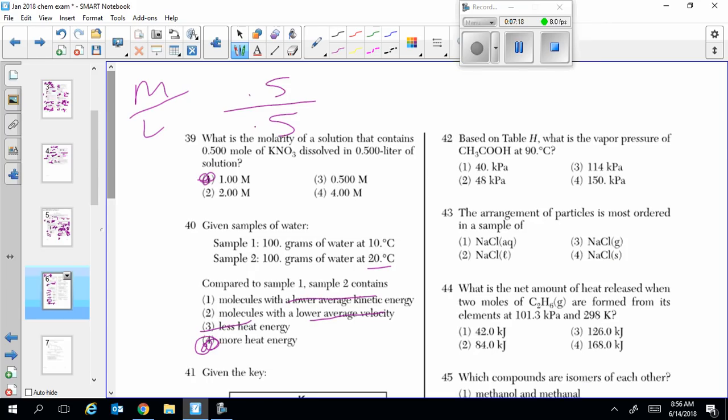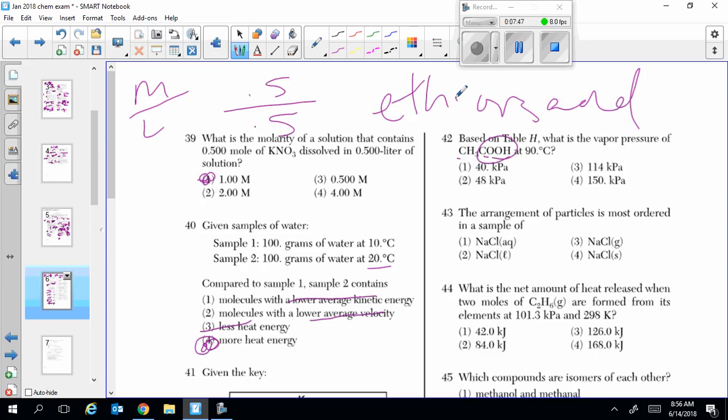Based on table H, so I'm going to go and turn to table H right now. What's the vapor pressure of CH3COOH at 90 degrees? So first of all, I got to figure out what CH3COOH is. If it's got COOH at the end, it's an organic acid. So in organic acid, there's ethanoic acid on here, and this has 2 carbons. So yep, I want ethanoic acid. All right, so ethanoic acid is this last curve.